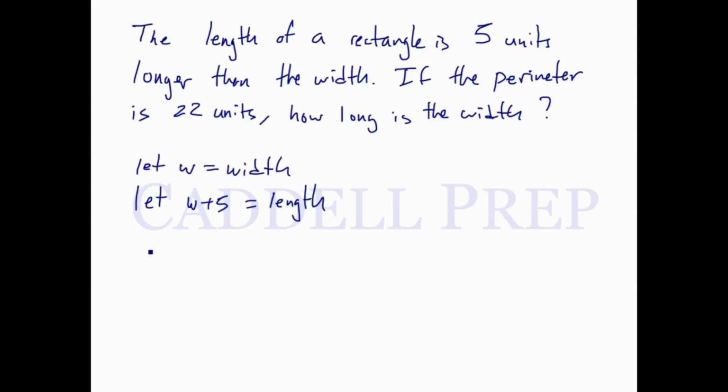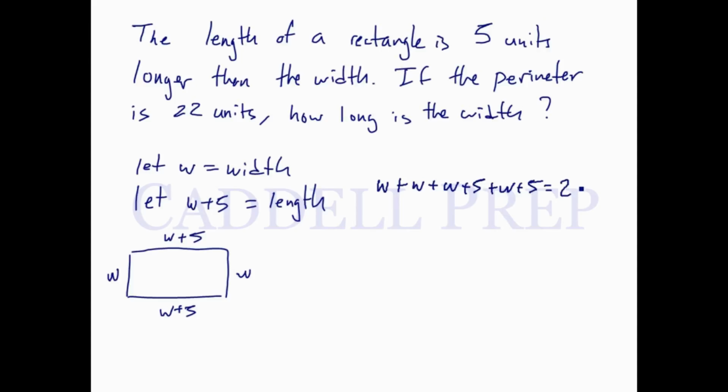So now if we take a look at a rectangle, the length of the width is w, this width is w, this is w plus 5, and w plus 5. The perimeter is 22, so all these add up to 22. So we have w plus w plus w plus 5 plus w plus 5 equals 22.